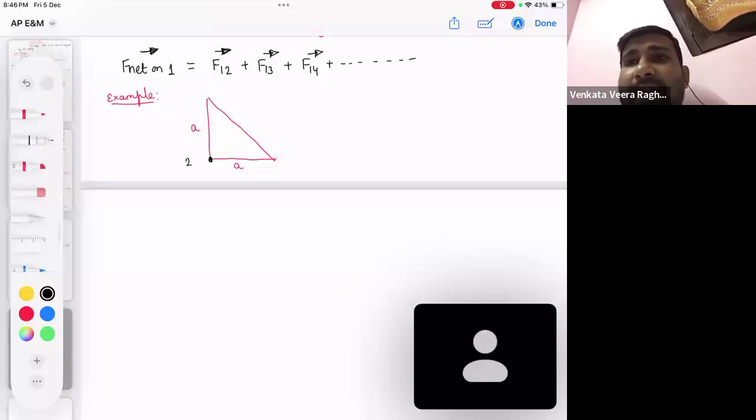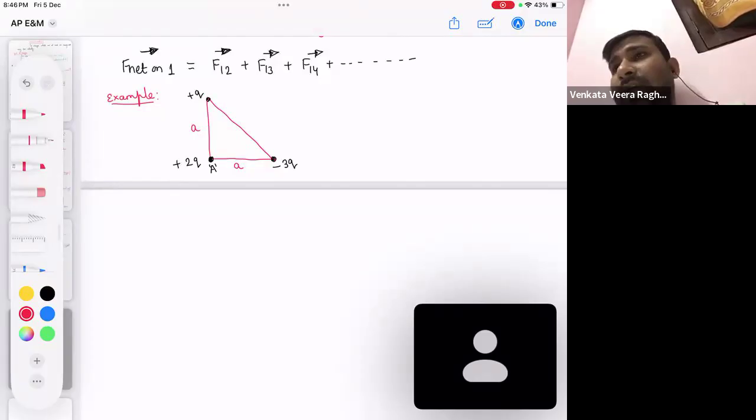Here a charge of 2q is kept. Here the charge is plus q. Here it is plus 2q. And here it is minus 2q. So let's take it as minus 3q. Now find the force acting on this corner particle. Understand the question? Find the net force on particle A.